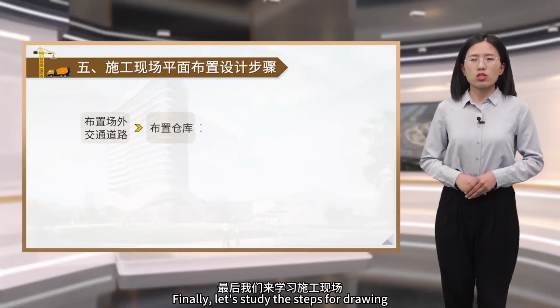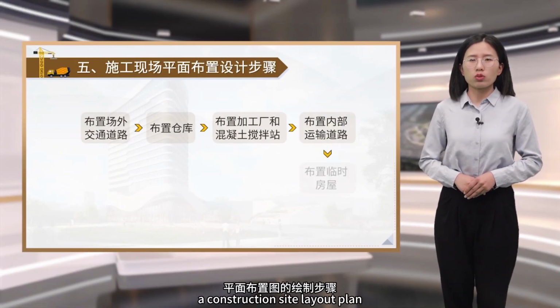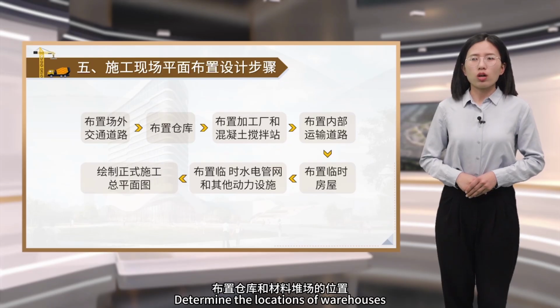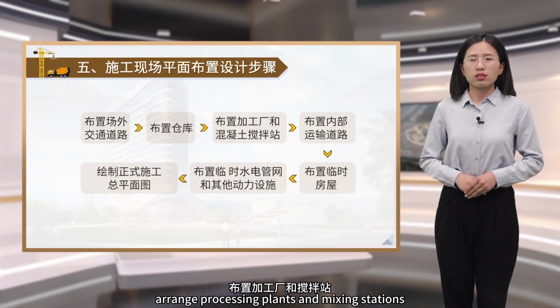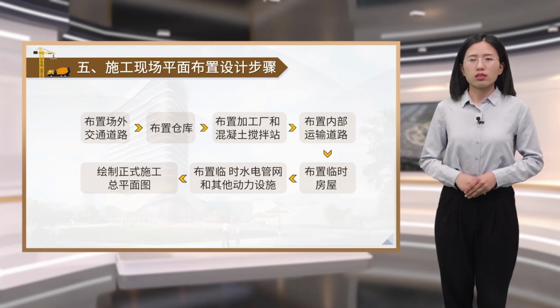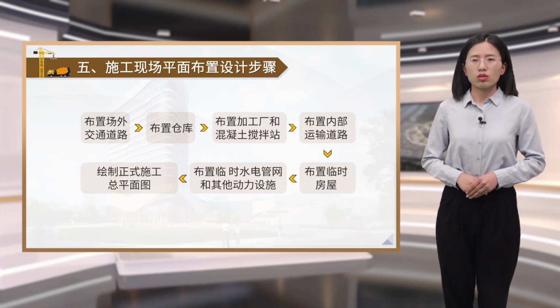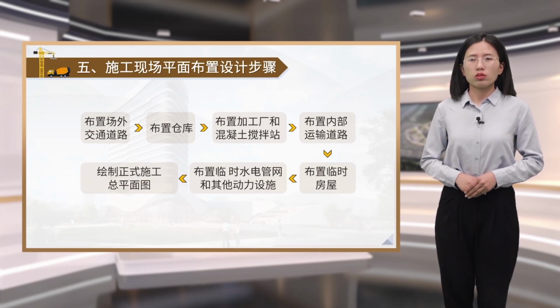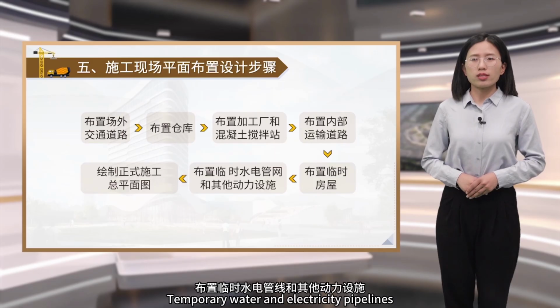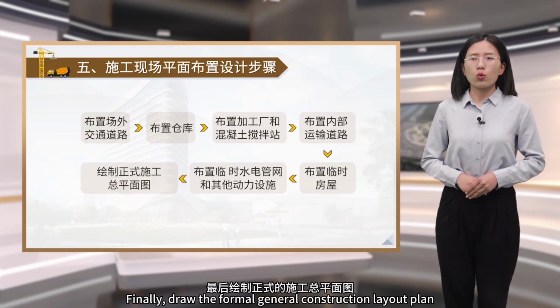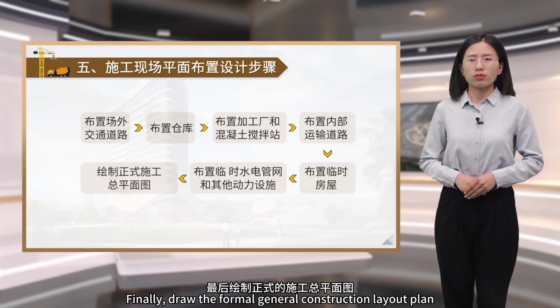Finally, let's study the steps for drawing a construction site layout plan. Layout external transportation roads. Determine the locations of warehouses and material storage yards. Arrange processing plants and mixing stations. Layout internal transport roads. Arrange temporary buildings, temporary water and electricity pipelines and other utility facilities. Finally, draw the formal general construction layout plan.